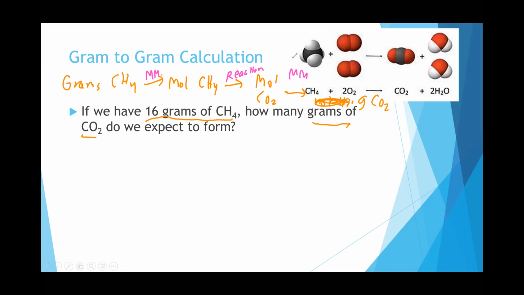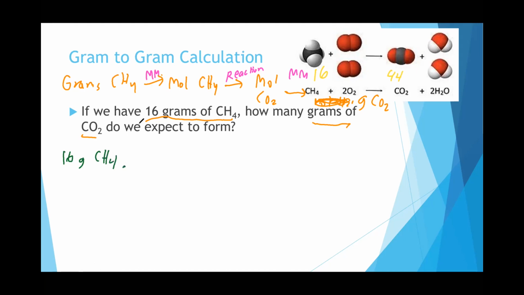So the molar mass for CH4, it's 16, because carbon is 12 and hydrogen is 1, so 12 plus 4 is 16. And the molar mass of carbon dioxide is 44. Carbon is 12 and oxygen is 16, so 12 plus 32 is 44. So I'll do one calculation straight from the beginning to the end. So we always start with what we have in these questions. So we have 16 grams of CH4.